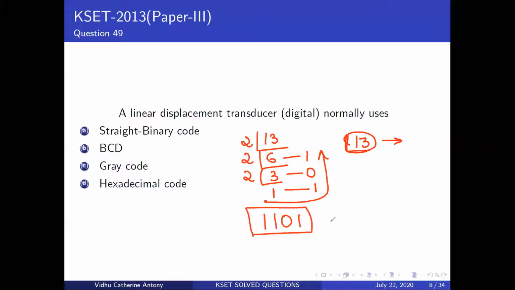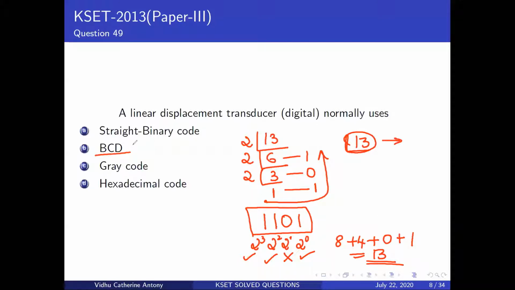Now let's split it up. Your 2 power 0 is here, and this is switched on. 2 power 1 is switched off, 2 power 2 is switched on, and 2 power 3 is switched on. So you get 8 plus 4 plus 0 plus 1, which gives you 13. So I've worked it both ways for you.